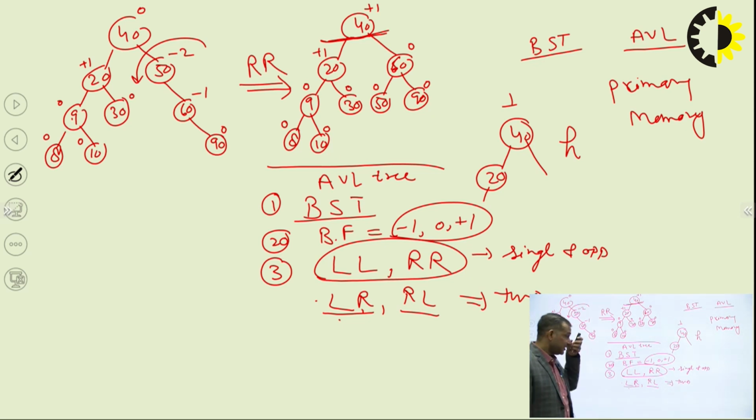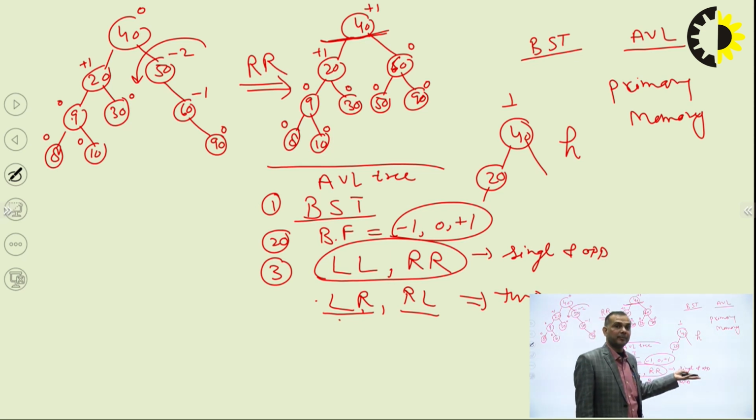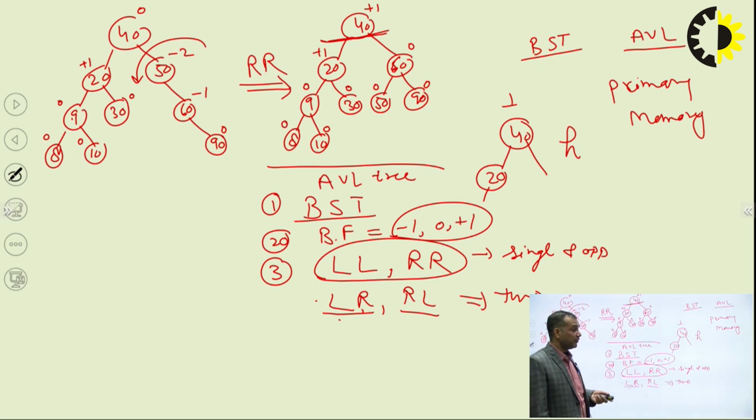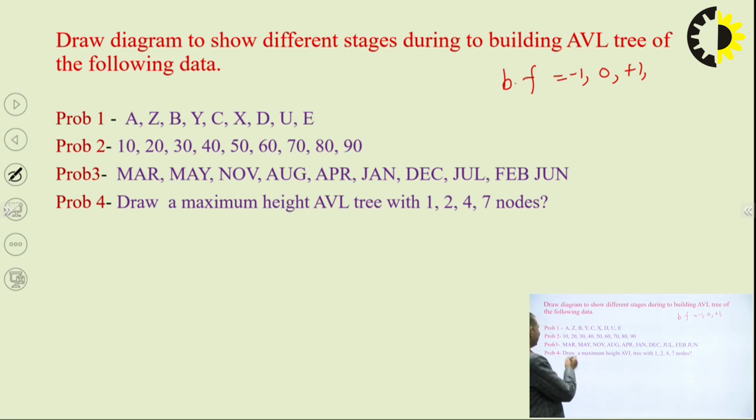So the AVL tree is not a good solution, because if the height is h, it will take that much time. So we have to find another solution, that is the B tree, where we reduce the height. If the height is reduced, then it will take less time. Okay, so here we have to discuss this problem.